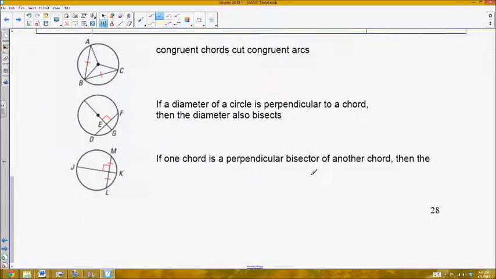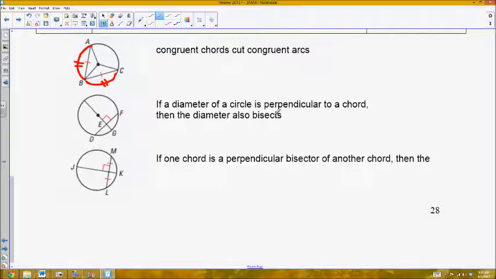Scrolling down, a couple of theorems related to circles you should be aware of. It's that congruent chords cut congruent arcs, which is a biconditional statement. If you know these chords are congruent, then I know that this arc is congruent to this arc. And vice versa, if I knew these arcs were congruent, I could conclude that these chords were congruent. So it's a biconditional statement.